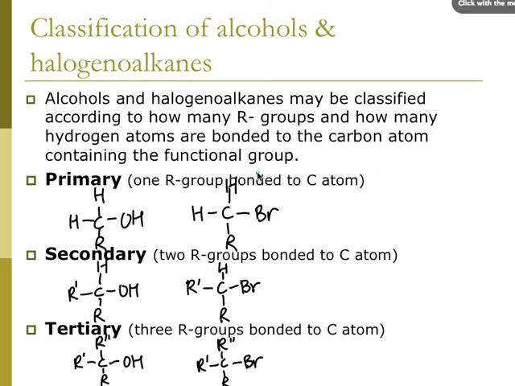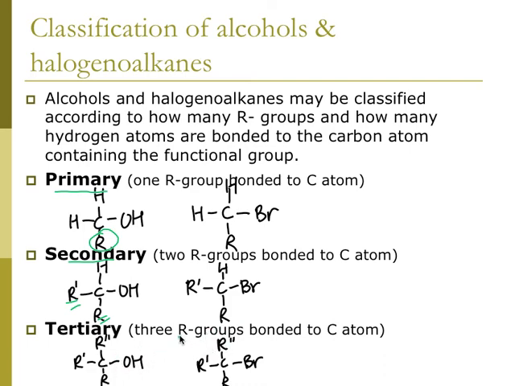Okay. In a primary alcohol or primary halogenoalkane, the carbon is bonded to one alkyl group or R group and two hydrogens and then the functional group. And you can see the same structure with the halogen attached to that carbon. A secondary has two R groups, and the same with the halogenoalkane. And then tertiary, there are three alkyl groups bonded to the carbon atom that is bonded to the functional group.